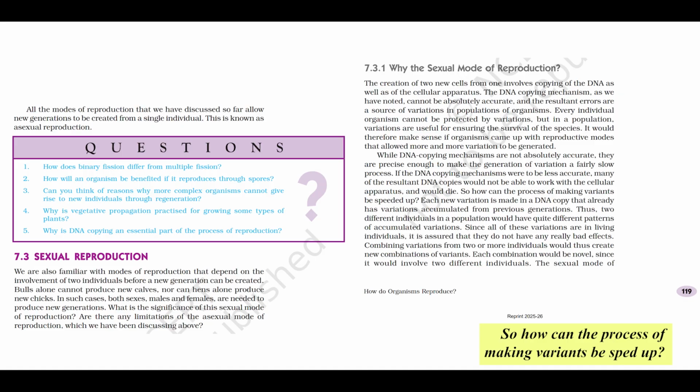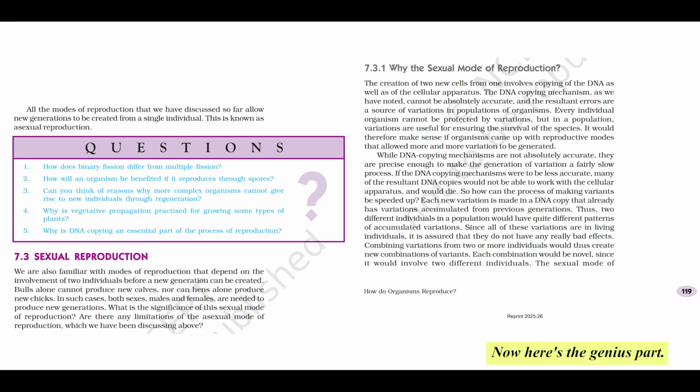So how can the process of making variants be sped up? The answer lies in sexual reproduction. So sexual reproduction generates variation faster. Exactly. Each new variation is built upon accumulated variations from previous generations. Therefore, two different individuals in a population will likely possess quite different patterns of accumulated variations in their DNA. Crucially, since these variations are in living, functional individuals, we know they don't have drastically harmful effects.